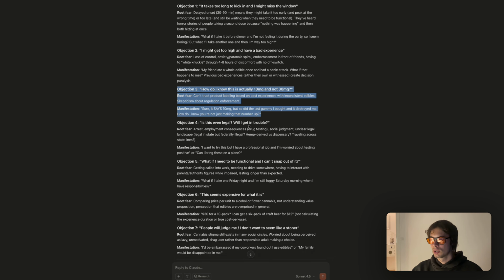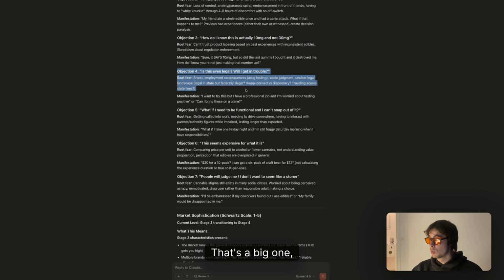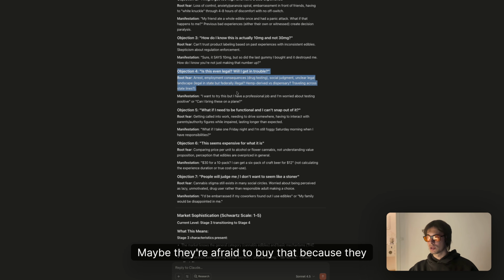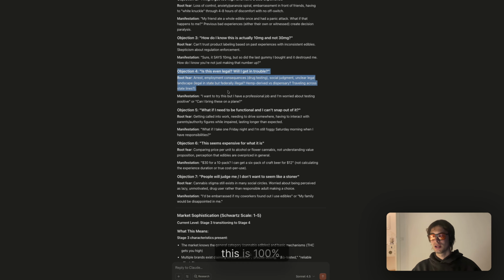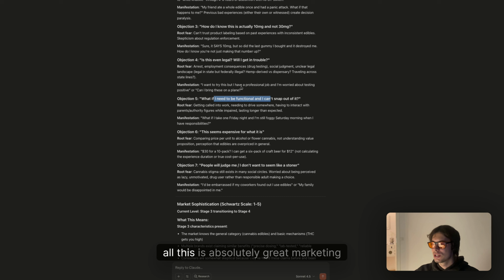You see, that's why you have to read through. It is legal. That's a big one, right? Objection: maybe they're afraid to buy because they don't think it's legal. So you can actually say in the ad, this is 100% FDA approved, or whatever it's called in America. Anyway, it's legal, right? Okay, all this is absolutely great.